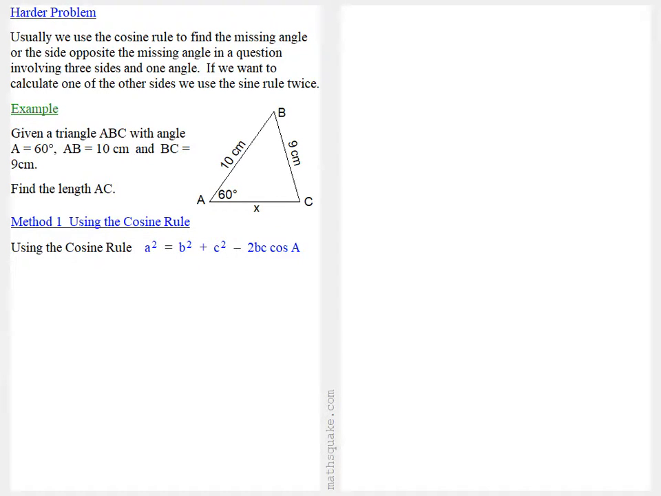Now the cosine rule states a squared equals b squared plus c squared minus 2bc cos a. The angle A is 60 degrees, the side A is 9, we want to calculate the length x, which is side B, and side C is 10. So if we substitute them in, we get 9 squared equals x squared plus 10 squared minus 2 times 10x cosine 60. But the cosine of 60 is 0.5. So we have 81 equals x squared plus 100 minus 20x times 0.5.